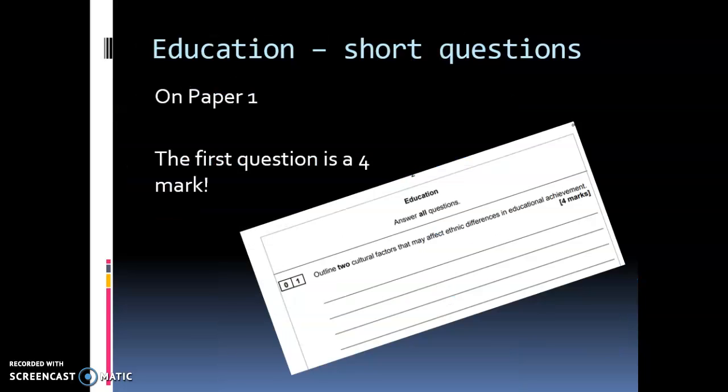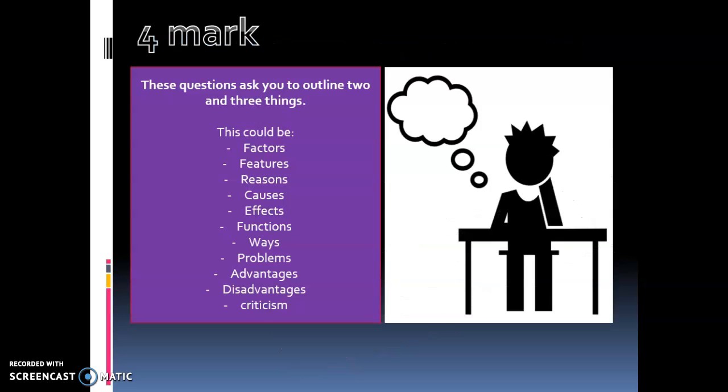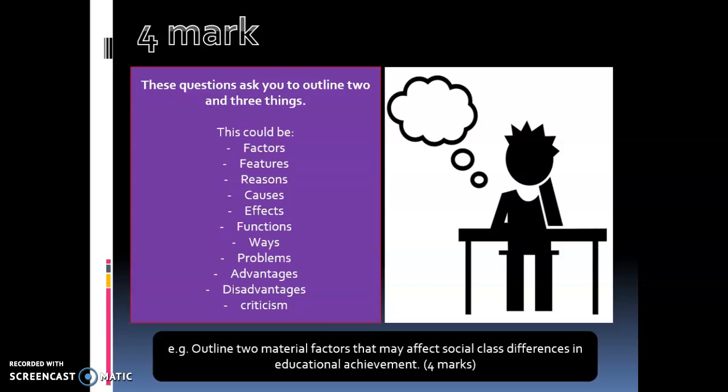So on paper 1 and paper 3 there are short questions. If you are doing the AS, there are short questions on those, and these should be tackled in exactly the same way. These questions will ask you to outline 2 on a 4-mark or 3 on a 6-mark question, factors, ways, problems, etc. For example, outline 2 material factors that may affect social class differences in educational achievement.